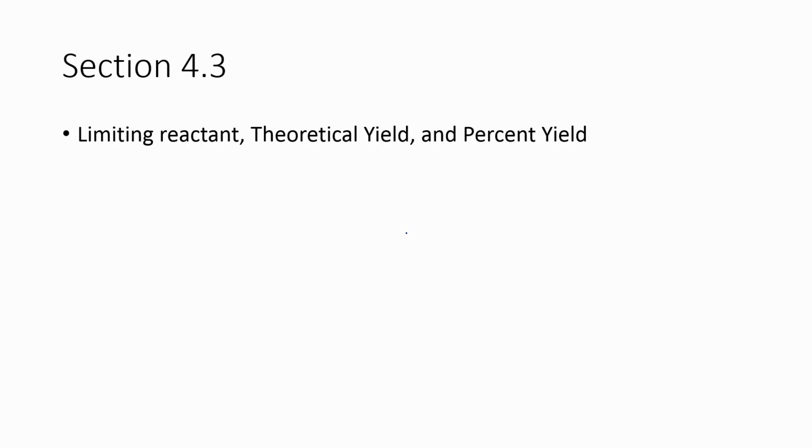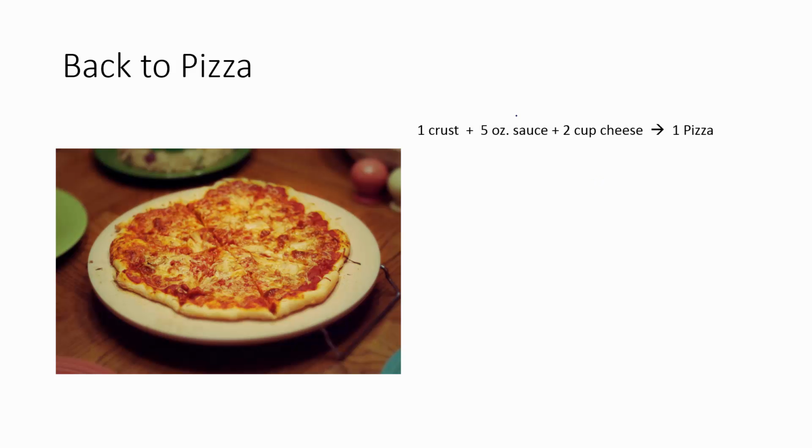Now in section 4.3, we're actually going to expand on the idea of stoichiometry to look at even more complex situations where we have multiple ingredients where some of them might run out before the others do. Let's go back to our example again of this crust and pizza making formula and use that at first to develop the ideas behind this limiting reactant type concept, and then from there we'll again move to chemicals.